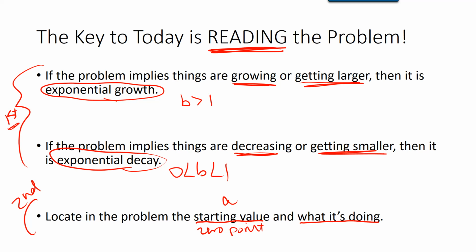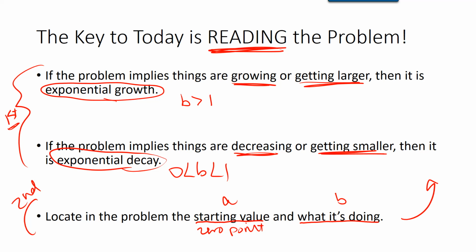That's where we start. Okay, what it's doing, that is our b value, and that comes from these two things up here. If it's growth, the b value needs to be bigger than 1. If it's decay, the b value needs to be between 0 and 1, so they should match whatever you decide it is. That's what we locate the second time we read through a problem.